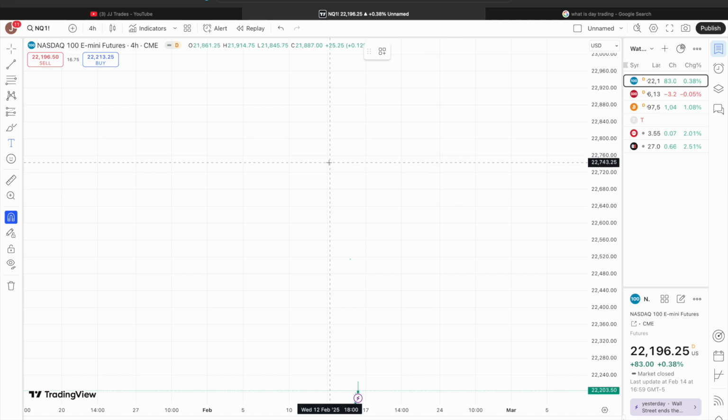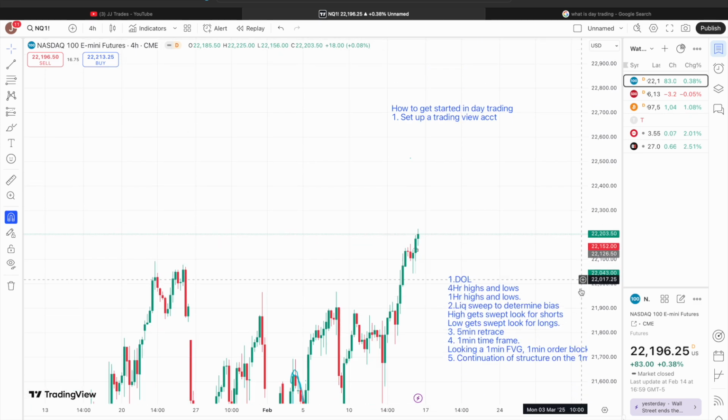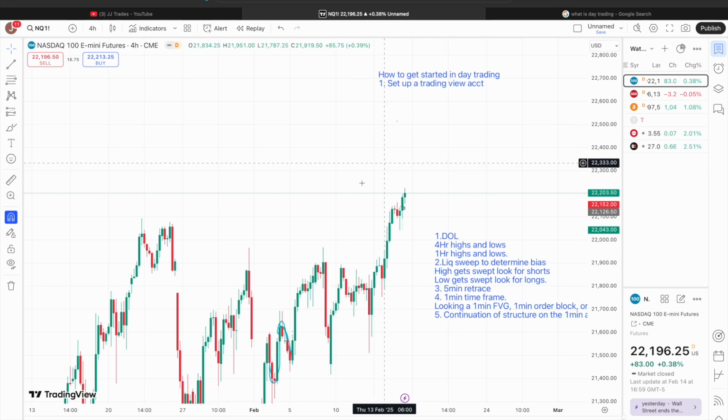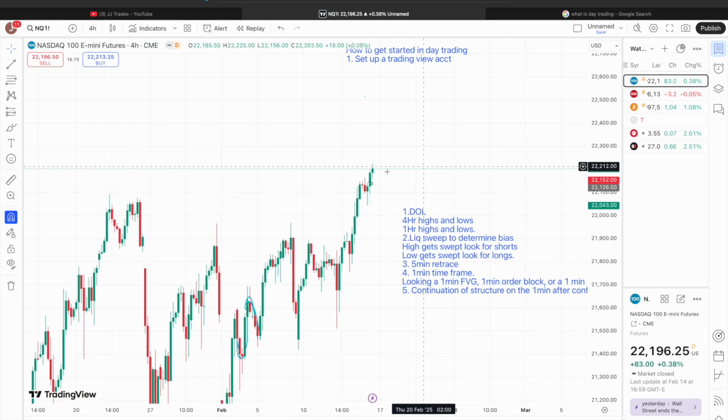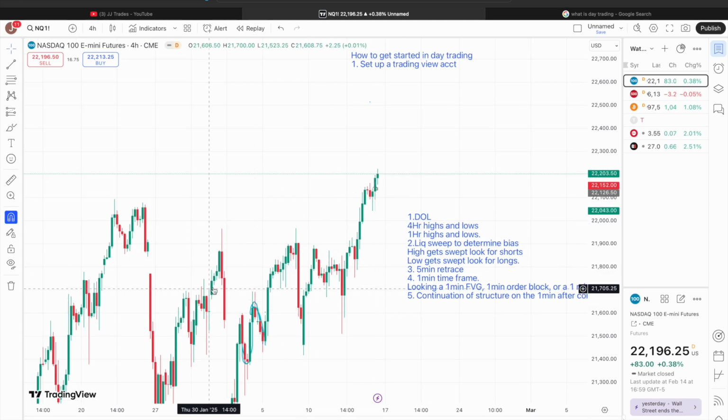So let me type this out for you. How to get started in day trading. First thing, like we said, is set up a TradingView account. Second thing you want to do is get familiar with the chart. You're going to want to learn what these are. These are called candlesticks. The green ones mean price is going up. The red ones mean price is going down.